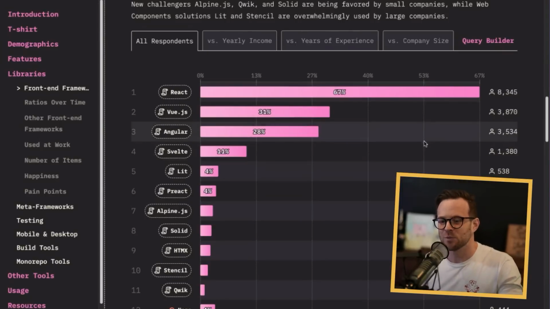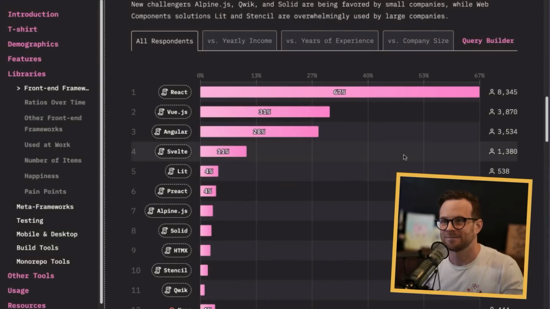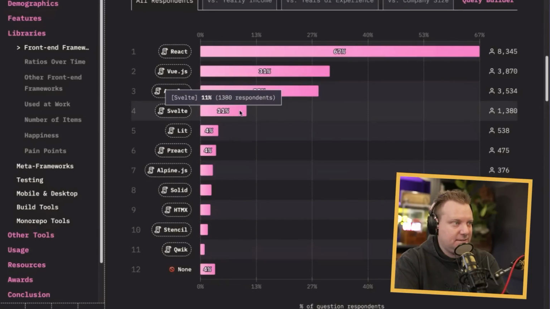Number 4 is where it gets really tricky for me. It could go a number of ways. I might say Preact, but I don't know if that's close. Number 6. Number 4 is Svelte, which is exciting to see. 11% of people are using Svelte at work in production. Okay, 11. That sounds right.